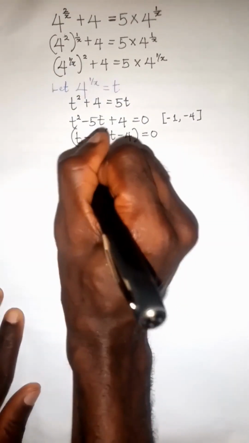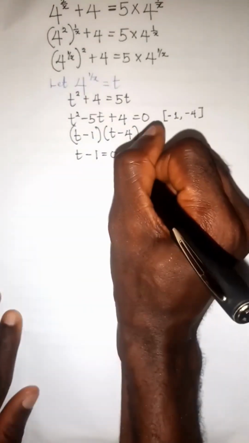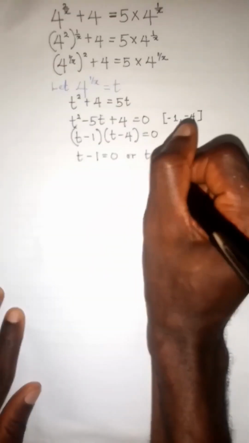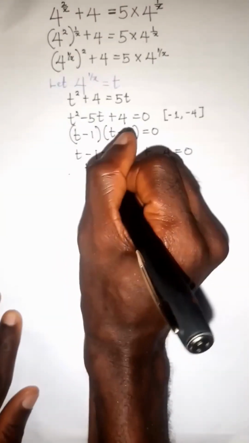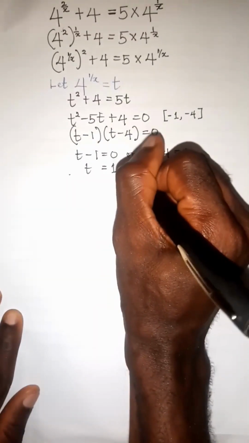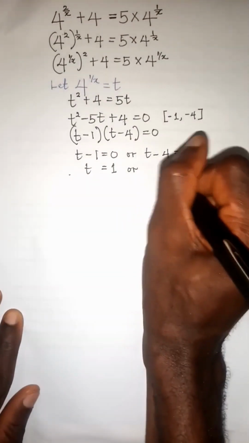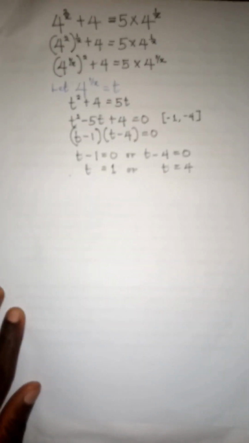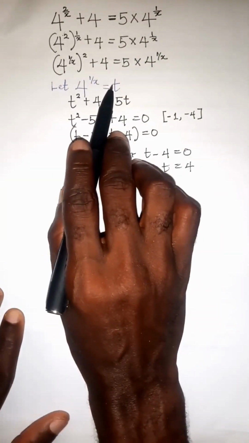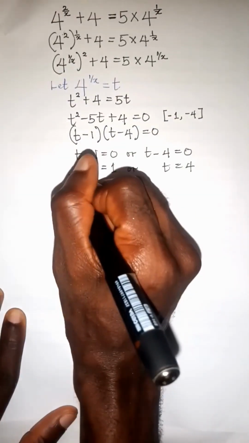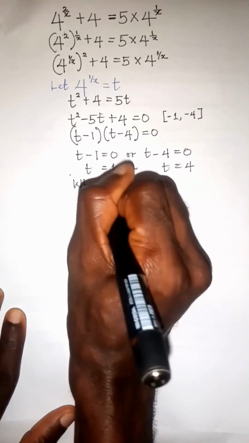So from here, either t minus 1 is 0, or t minus 4 is 0. So if t minus 1 is 0, then definitely t is 1. Now, if t minus 4 is 0, t is going to be 4. Now, we are going to need these values in order to know the exact value of x by putting them back into the transformation we made earlier on. Now, we take them one by one. So we start with when t is 1.